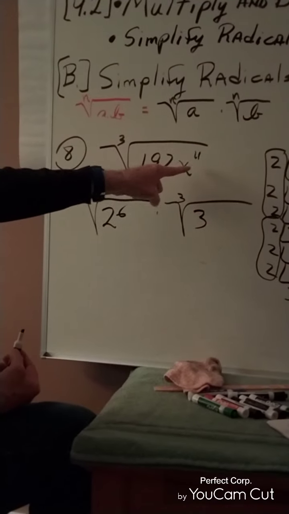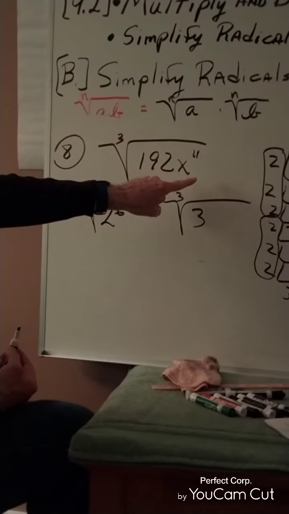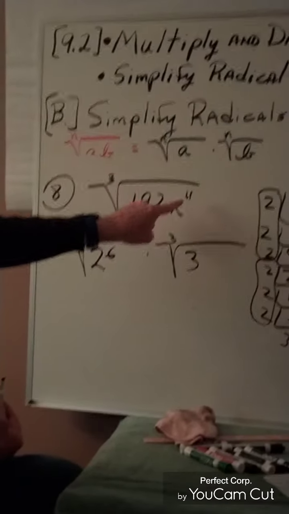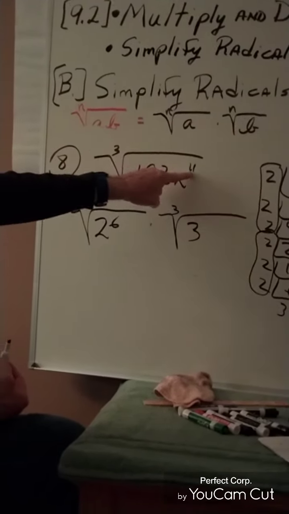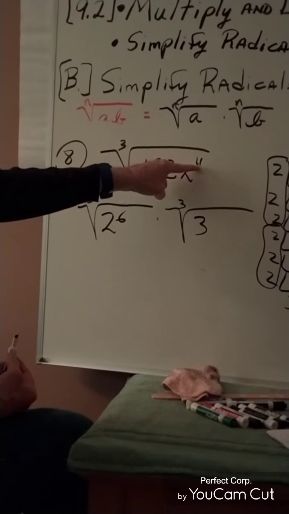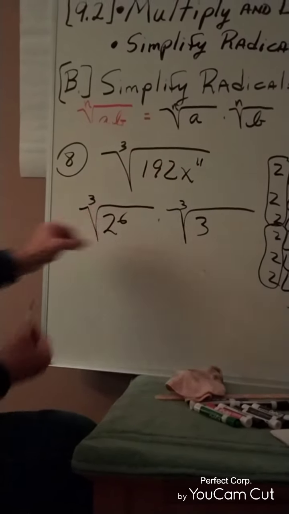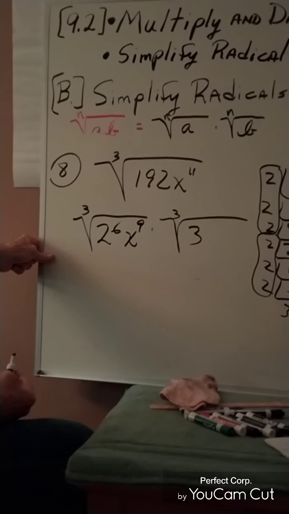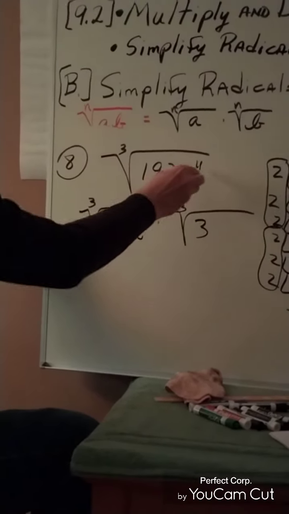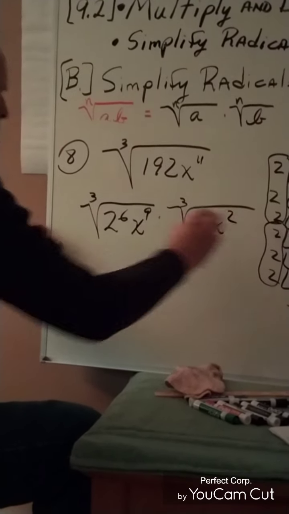What I forgot was the x to the 11th. Apologize, but now we'll pick it up. 11 is not evenly divisible by 3. Go down from 11. No for 10. Yes for 9. X to the 9th would be the largest perfect cube factor of x to the 11th. 9 from 11 would leave us with an x squared in the irrational.